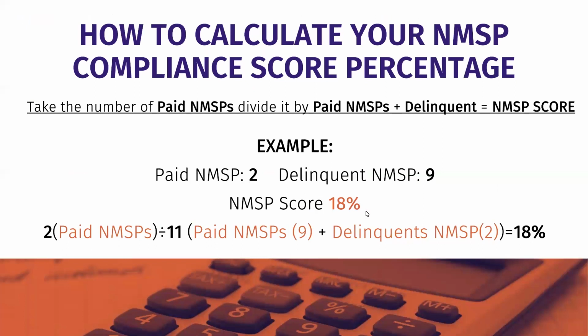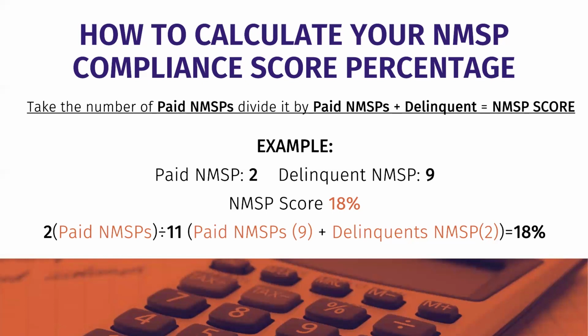All right. So here's one of the things that has come up quite often when it comes to the compliance score calculation. I wanted to add this in here so that you can actually see how the system is calculating the NMSP scores. And so it's really a simple solution. What you're doing is you're just taking the paid NMSPs, and you're going to add that to the delinquent NMSP. So if you take 2 plus 9, and you're just going to divide it by the paid NMSPs, that will give you your NMSP score.